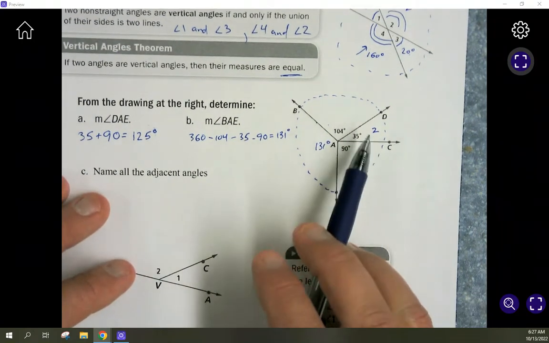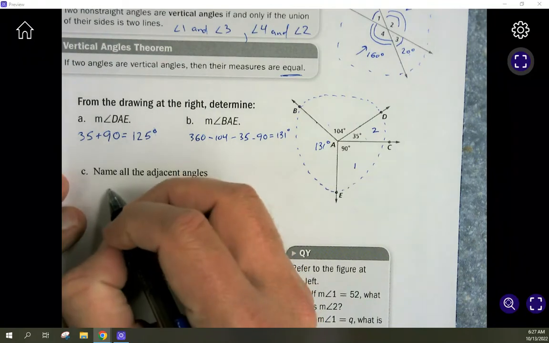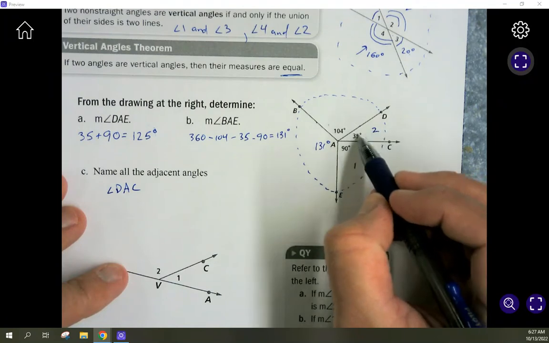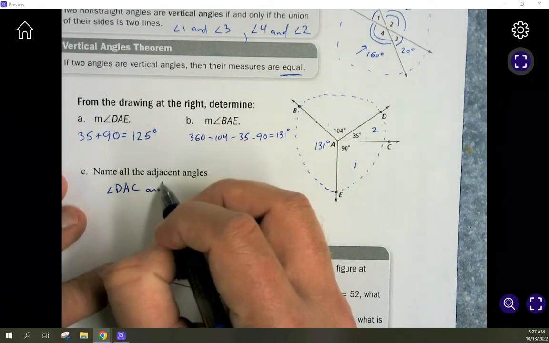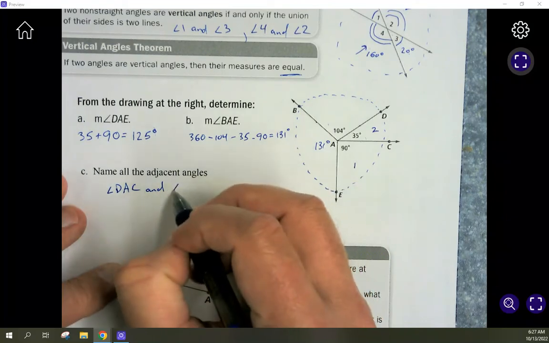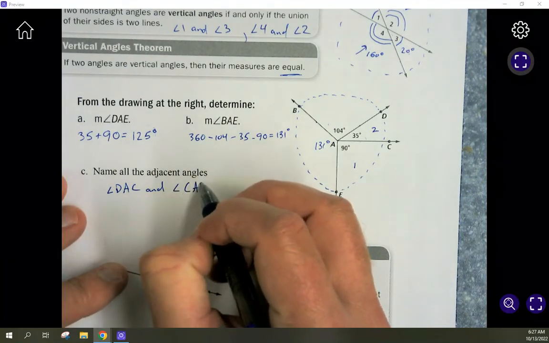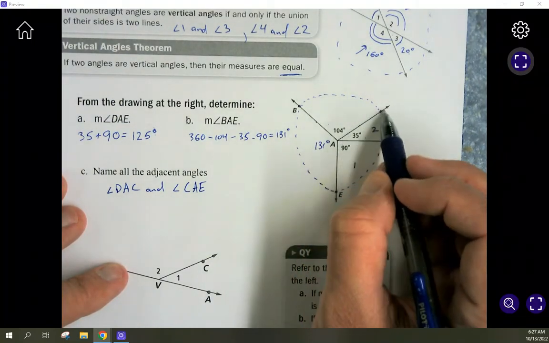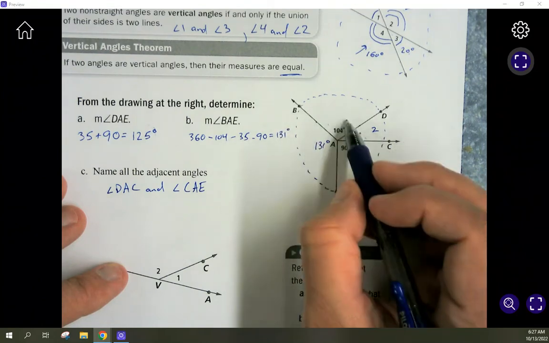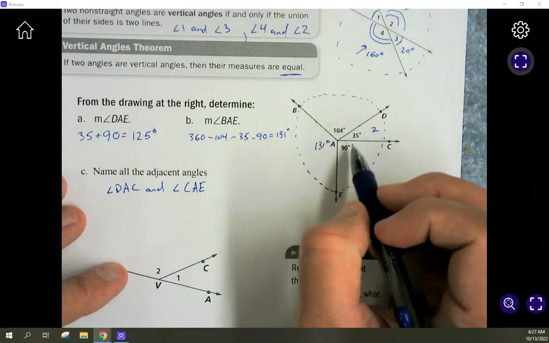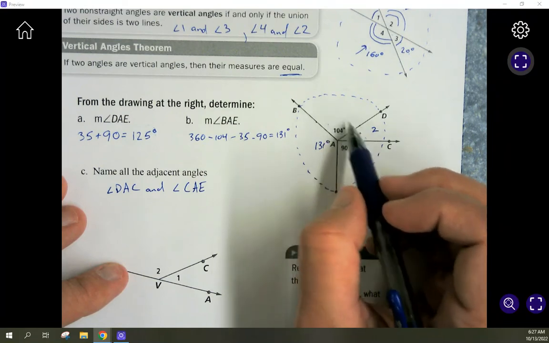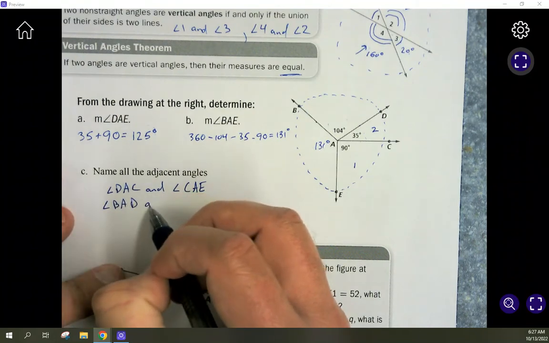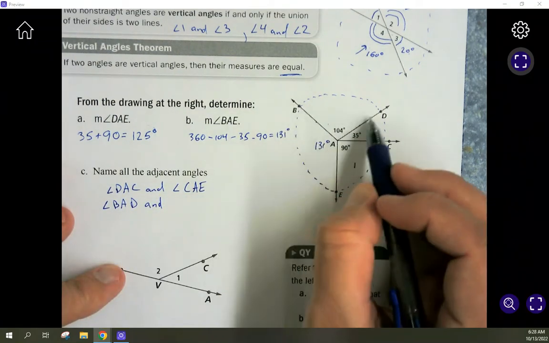So how do we write that? So we're naming the adjacent angles. So angle DAC, that's the one I labeled 2, that's 35 degrees, is adjacent to this angle, CAE. That's one pair. These two right here share a side, and the bigger angle that combines both of them is less than 180. 104 plus 35 is less than 180. So these would be adjacent angles. So that's angle BAD, this one out here, BAD, and DAC.